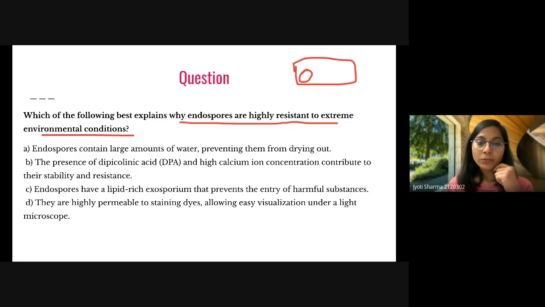So the question is about endospores. Then we have four options. A: Endospores contain a large amount of water, preventing them from drying out. B: The presence of dipicolinic acid, that is DPA, and high calcium ion concentration contribute to their stability and resistance. C: Endospores have a lipid-rich exosporium that prevents the entry of harmful substances. And D: They are highly permeable to staining dyes, allowing easy visualization under a light microscope. But the question is why these are highly resistant to extreme environmental conditions.